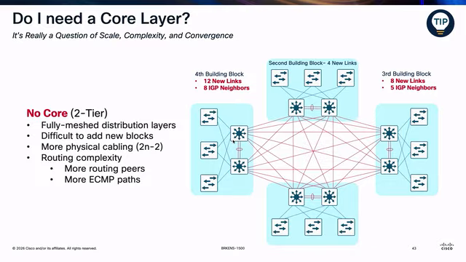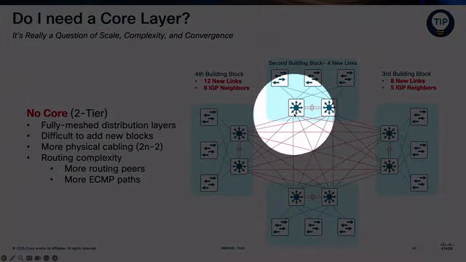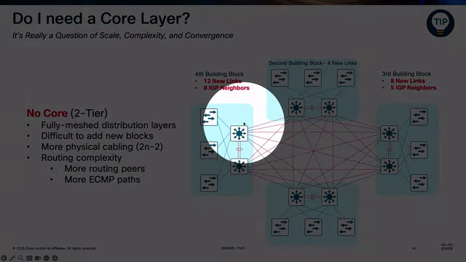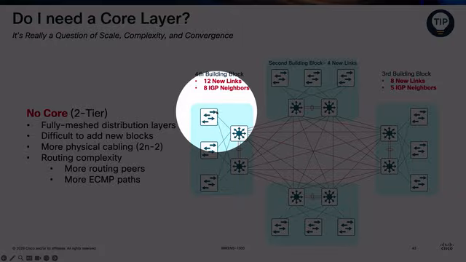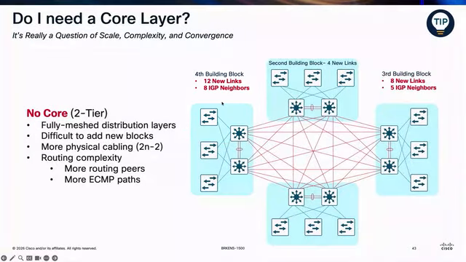You've got to tune all the small things and create IGP neighborships. And every new block is 12 new links, which are costly, and 8 IGP neighbors, and so on and so forth. It grows exponentially. So it's just really hard to operate and even harder to troubleshoot.